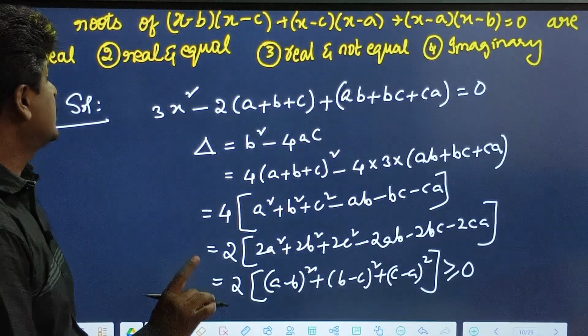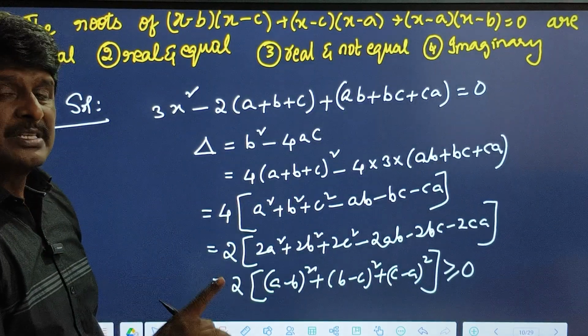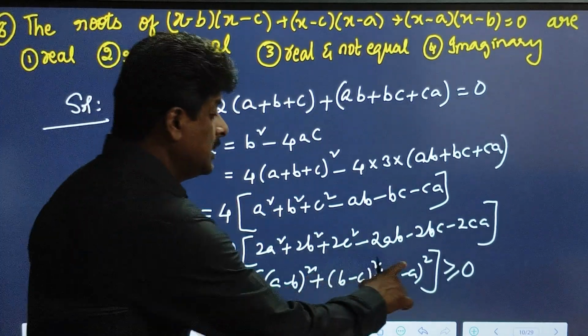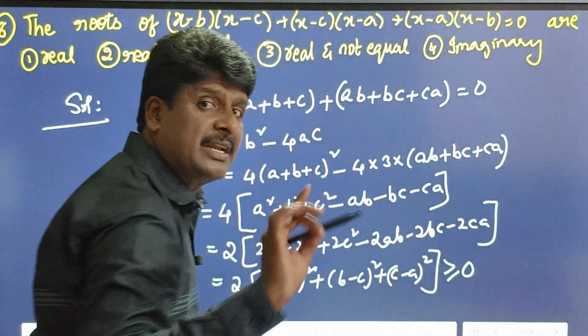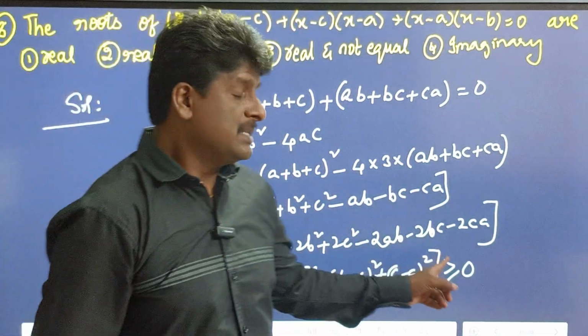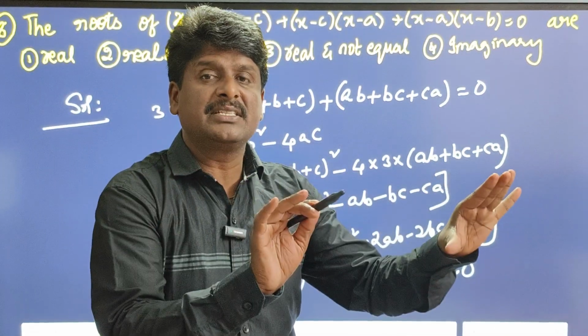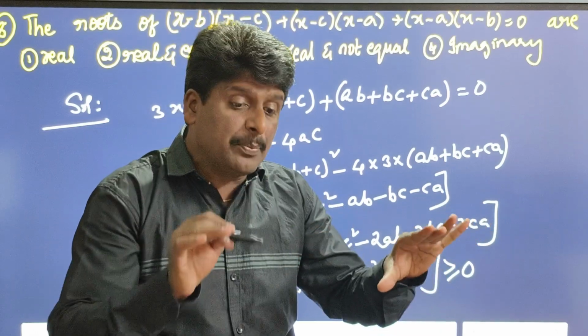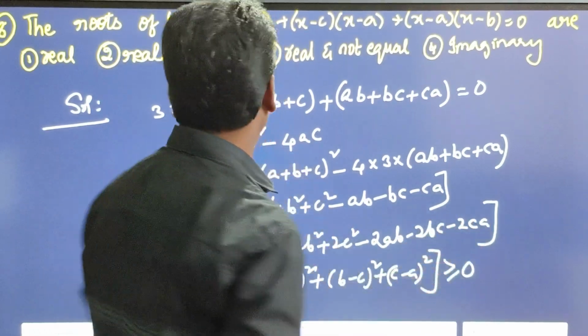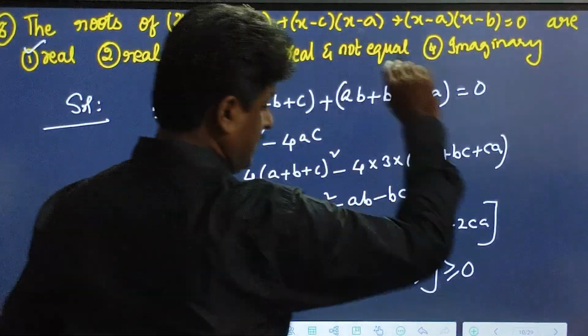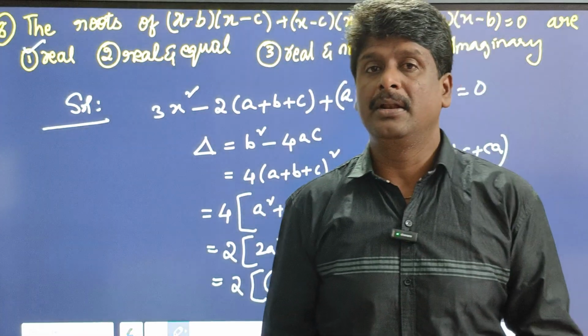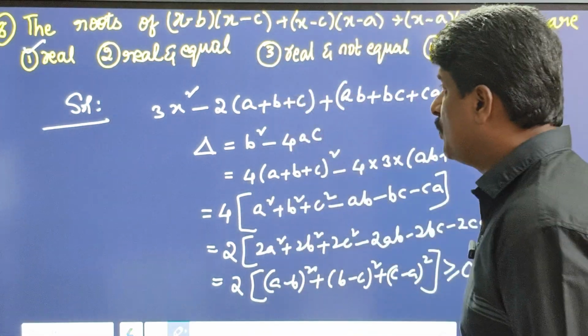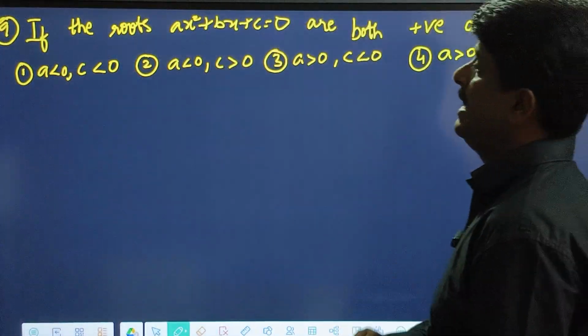So if it is strictly greater than 0, roots are real and distinct. If it is equal to 0, roots are real and equal. In both the natures, the common thing is real. That's why the answer is real. Okay. Let's move on to question number 9.